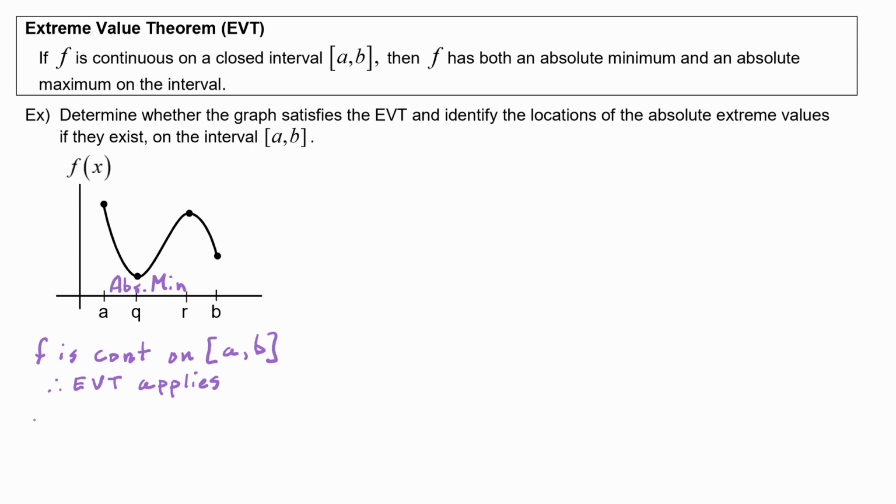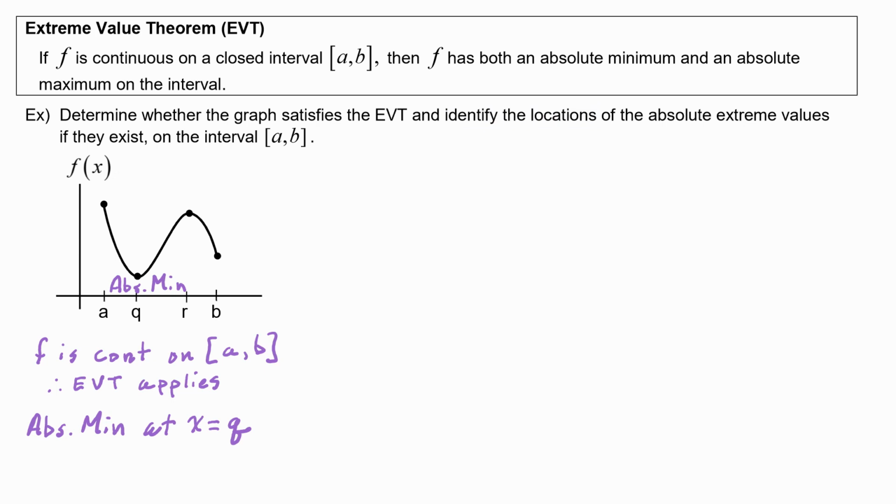So we can say that the absolute min is at x equals q. Now, in this case, we don't know what the value of that absolute min is because we don't know the y value, but this problem was asking us to identify the locations.